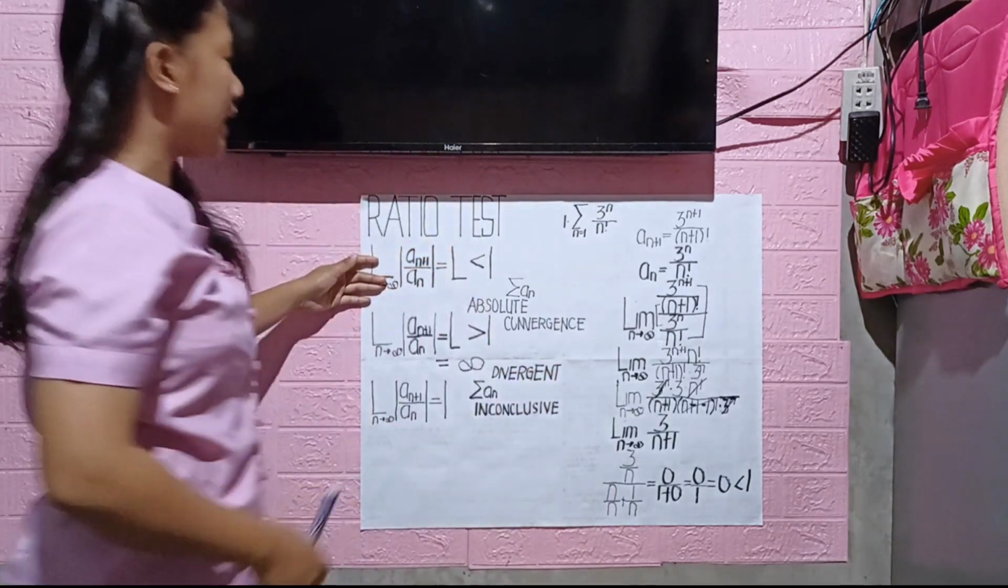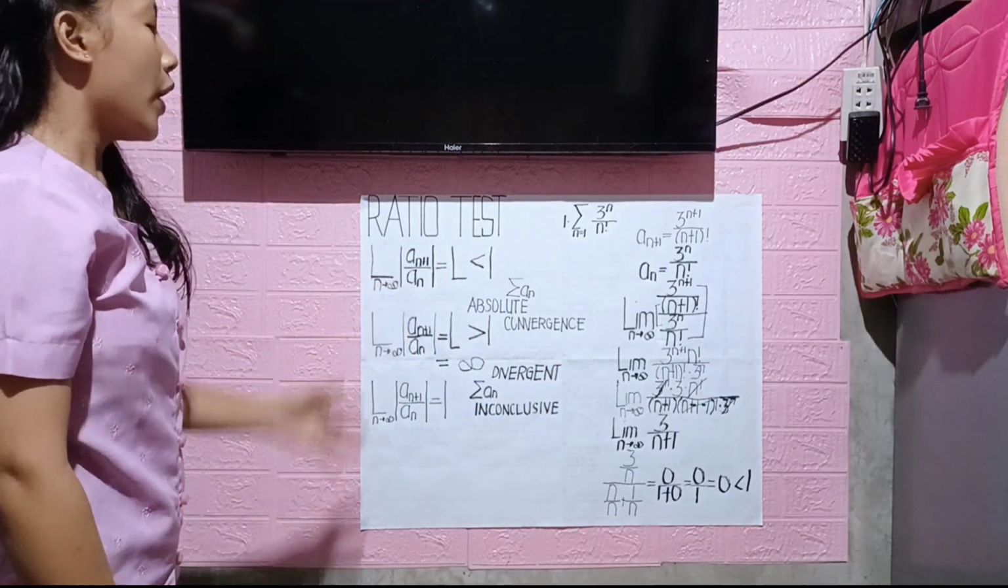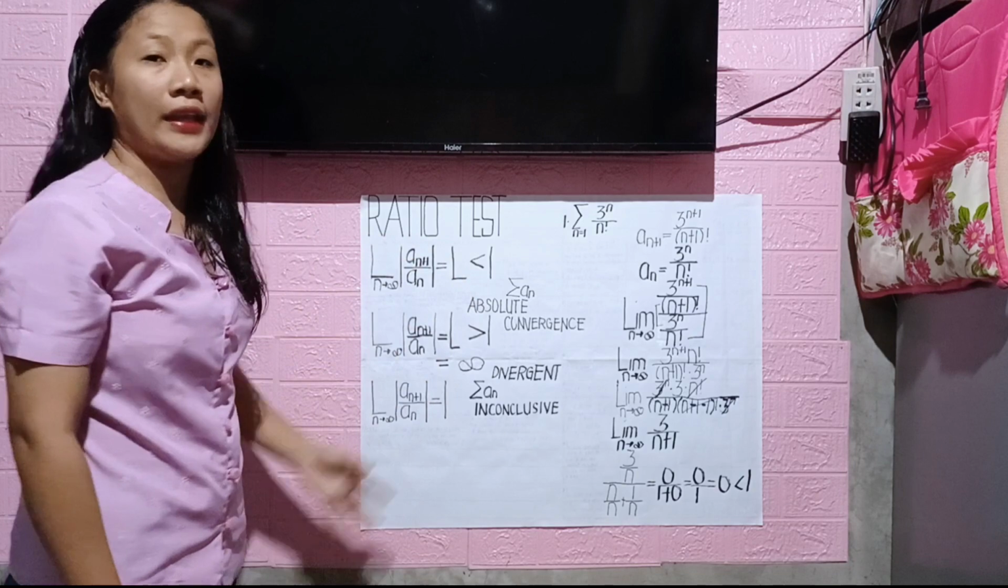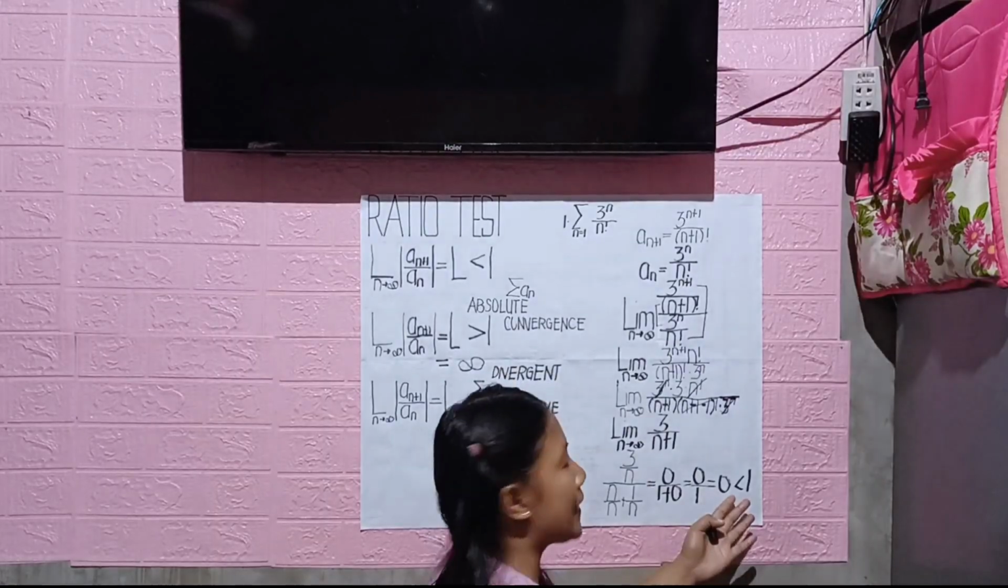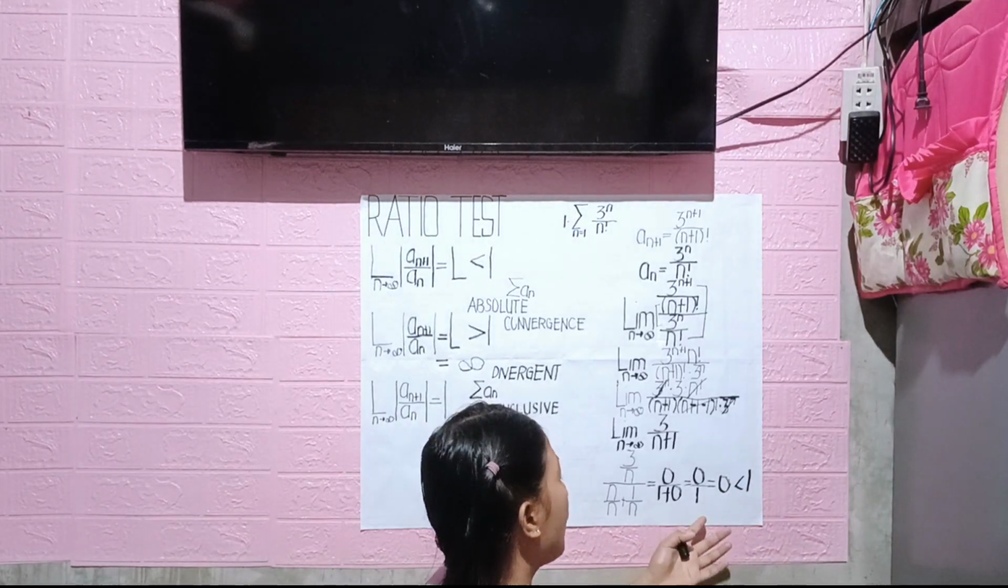Now, let's see the basic idea of the ratio test. If L is less than 1, then it is absolute convergence. So now we can say that since 0 is less than 1, the series is convergent.